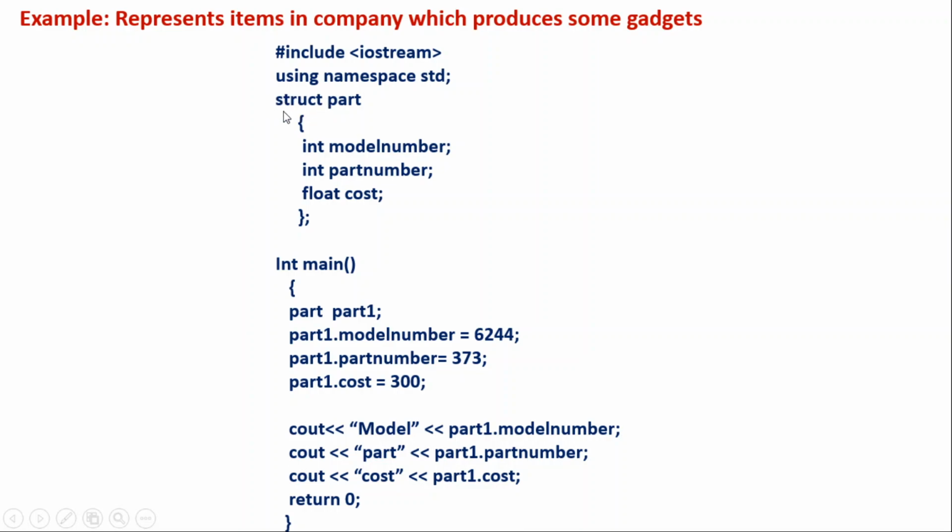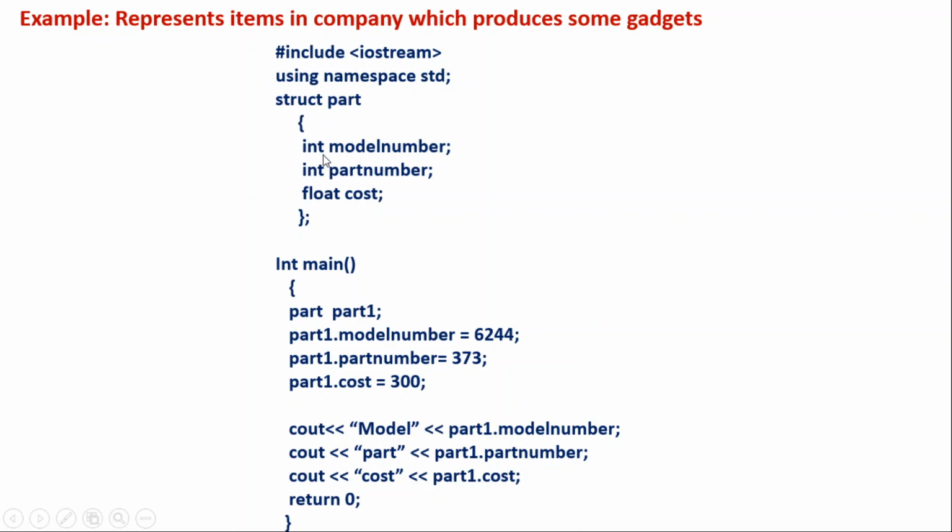So struct is used. Then I have to give the name for the structure. Since this is a part of a machinery, I give part as the name of the struct. So struct part, remember this part is actually the name of the structure which I am using here. The name is given, and then braces opened.